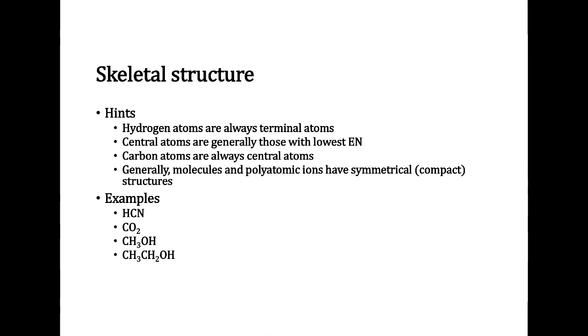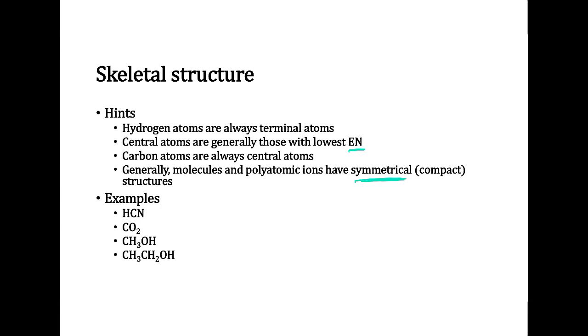So again, like I said, hydrogen atoms are always terminal atoms. If you have a choice between what your central atom is, always choose the one with the lowest electronegativity, or another way of saying this is the more electropositive atom. Carbon atoms are always the central atoms. And then, if possible, we are going to try to have some sort of symmetrical or compact structure. So let's go ahead and look at a few examples. We won't draw the full Lewis structure. We're just going to draw the skeleton at first.